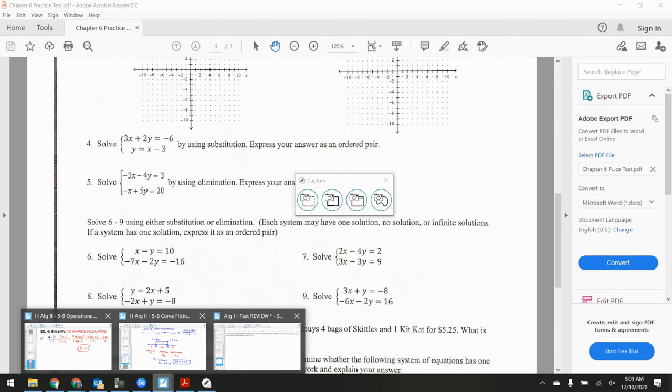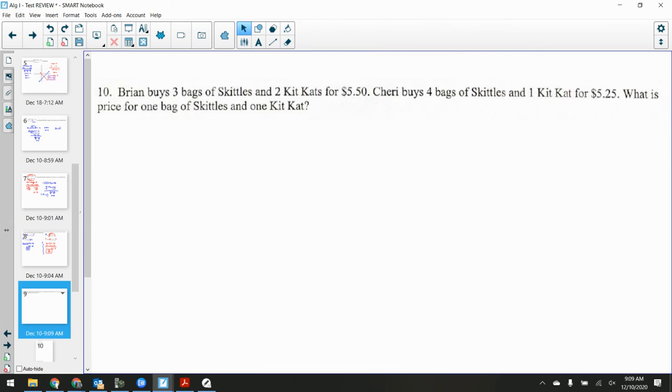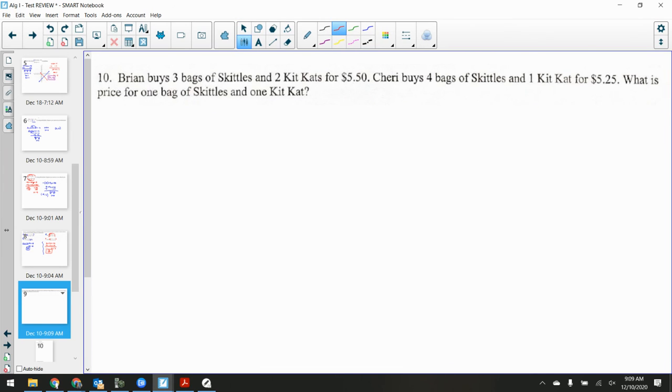Okay, we got Brian getting some candy bars. Well, and Skittles. Skittles is not really a candy bar, but you know what I mean. Brian buys 3 bags of Skittles and 2 Kit Kats for $5.50. Sherry buys 4 bags of Skittles and 1 Kit Kat for $5.25. What is the price of 1 bag of Skittles and 1 Kit Kat?